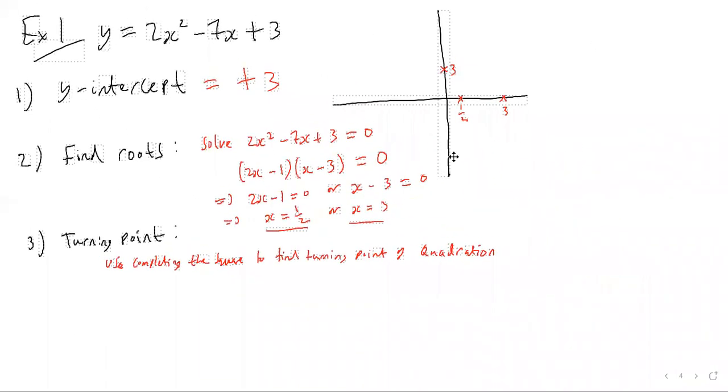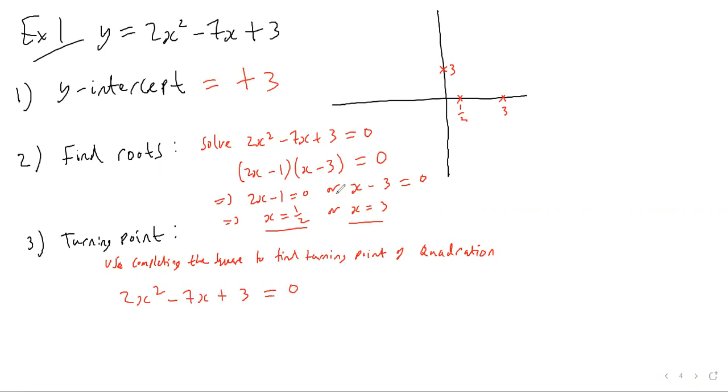Okay, let's complete the square to try and get the turning point. So we've got this expression, 2x squared minus 7x plus 3. What I'm going to do is factor out a 2 from the first two terms, like what we did a couple of videos ago, where we completed the square on ax squared plus bx plus c. So x squared, and then a minus 7 over 2 x to compensate, and then keep the plus 3 there.